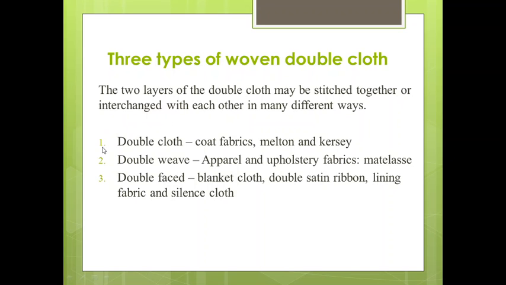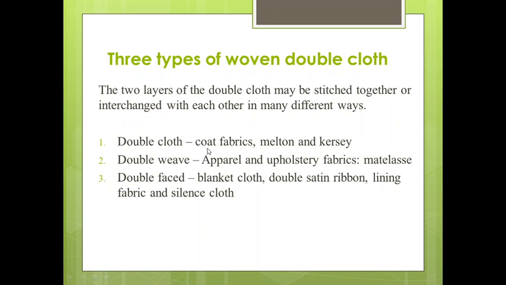So here, in contemporary textile, we can categorize it in a three way. The first one, double cloth. Second one, double weave, and third one, double face. So here are the examples of each kind of category.